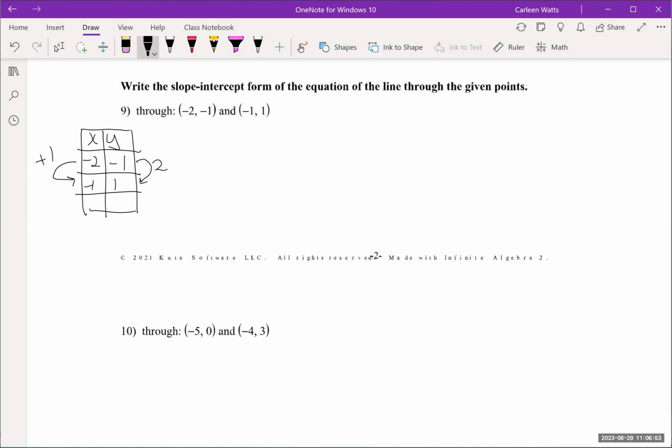Okay, let's use the formula. The slope is y2 minus y1 over x2 minus x1, which is 1 minus -1 and -1 minus -2. Okay, grab a calculator.